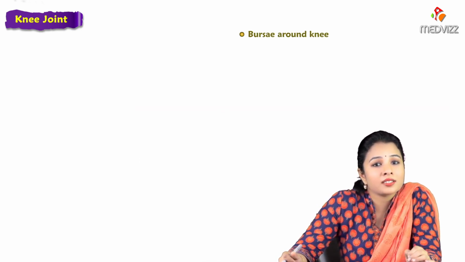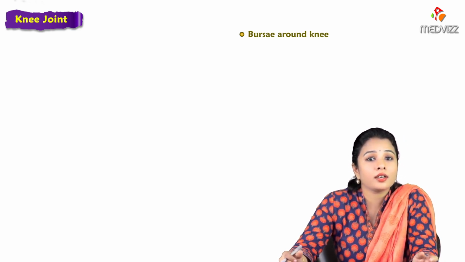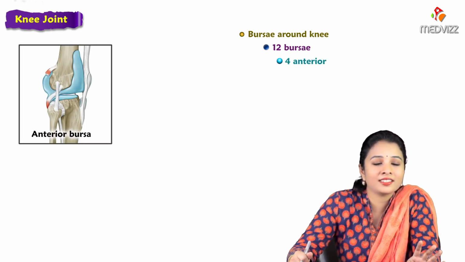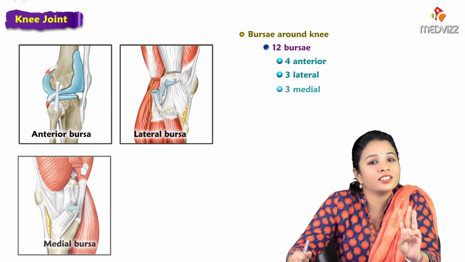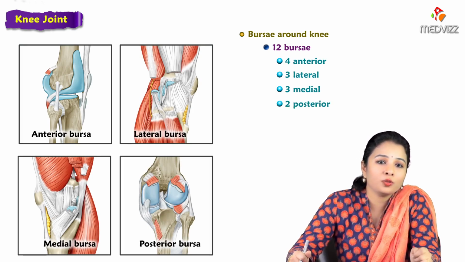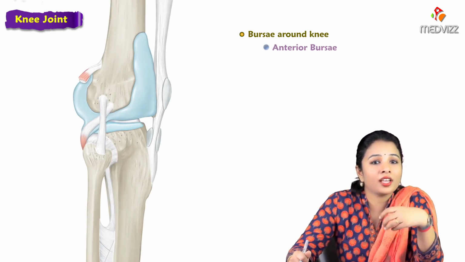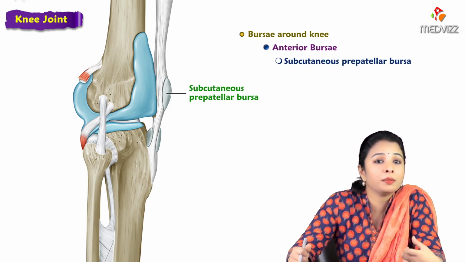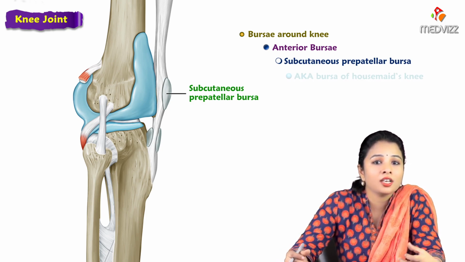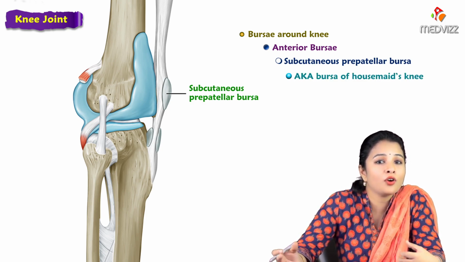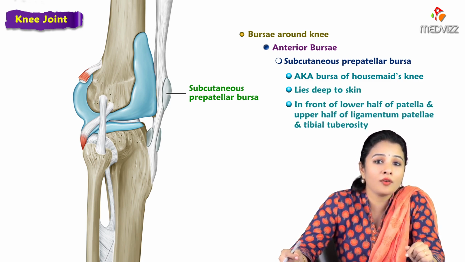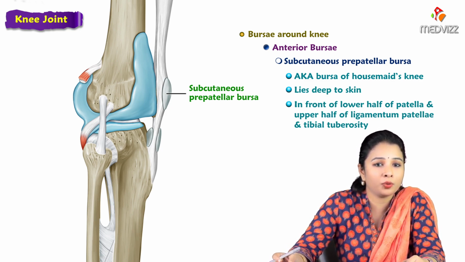Let's discuss the bursae around the knee joint. There are around 12 bursae around the knee. Four are present on the anterior side, three are lateral, three are medial, and two are on the posterior aspect. Let's talk about the anterior bursae. The first one is the subcutaneous prepatellar bursa, which is called the bursa of housemaid's knee. It lies deep to the skin in front of the lower half of the patella, the upper half of the ligamentum patellae and the tibial tuberosity.